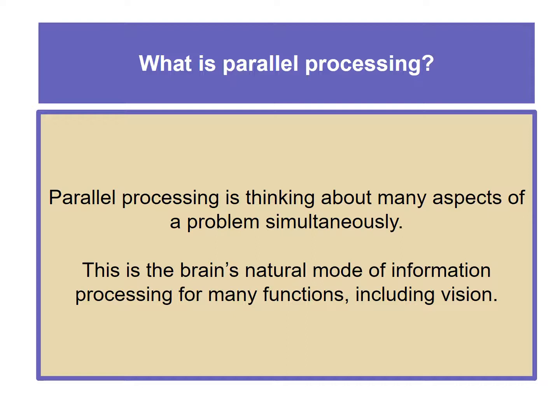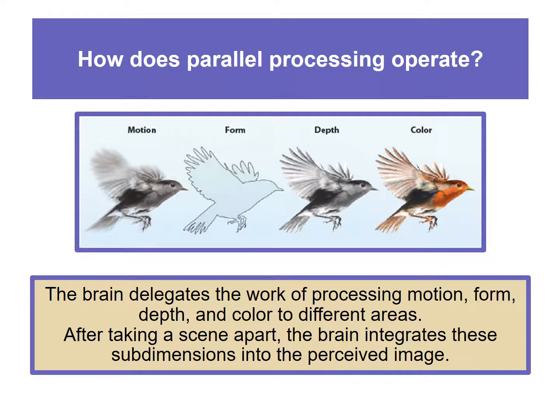Last part, what is parallel processing? It's a way of thinking about many aspects of a problem simultaneously. This is the brain's natural mode of information processing for many functions, including vision. It works by the brain delegating the work of processing motion, form, depth, and color to different areas. After taking a scene apart, the brain integrates these different subdimensions into one perceived image, which is so cool. So when we look at something, we're looking at the motion, form, depth, and color, and then processing it to make it one thing. But it happens so fast, we don't even realize that that's happened.